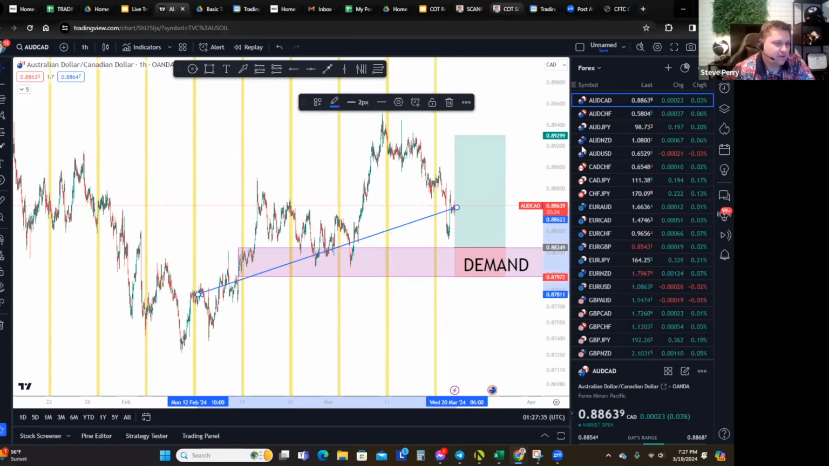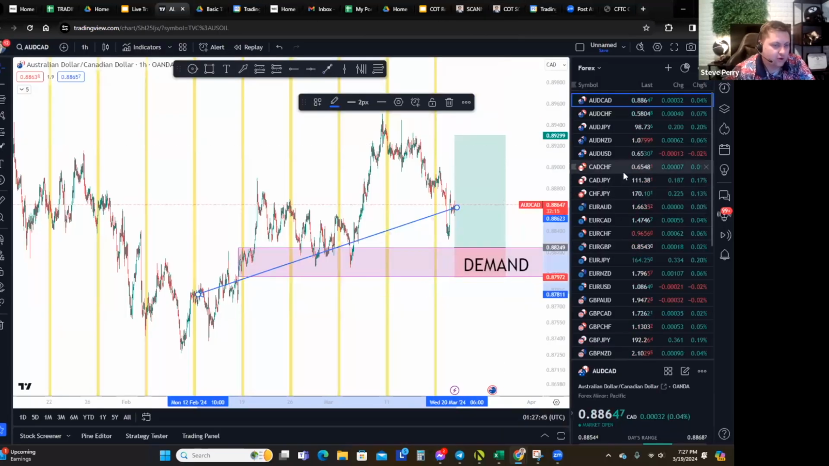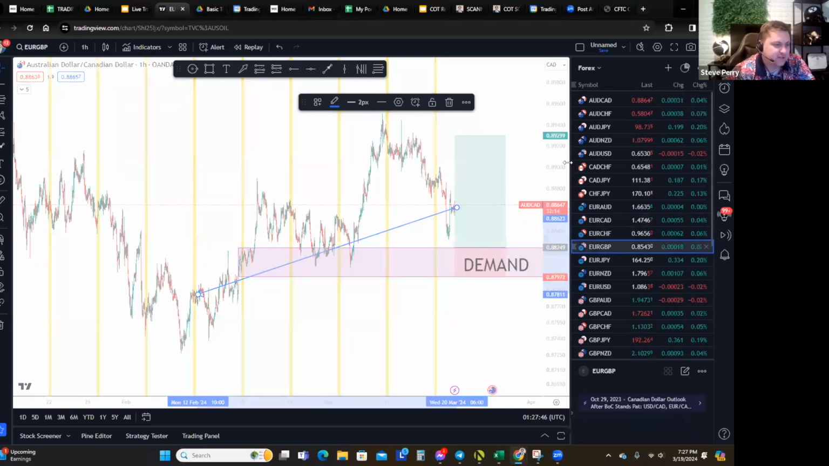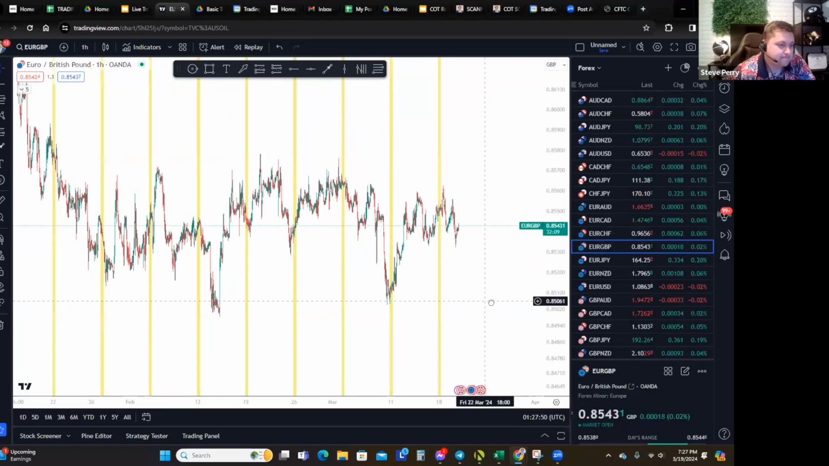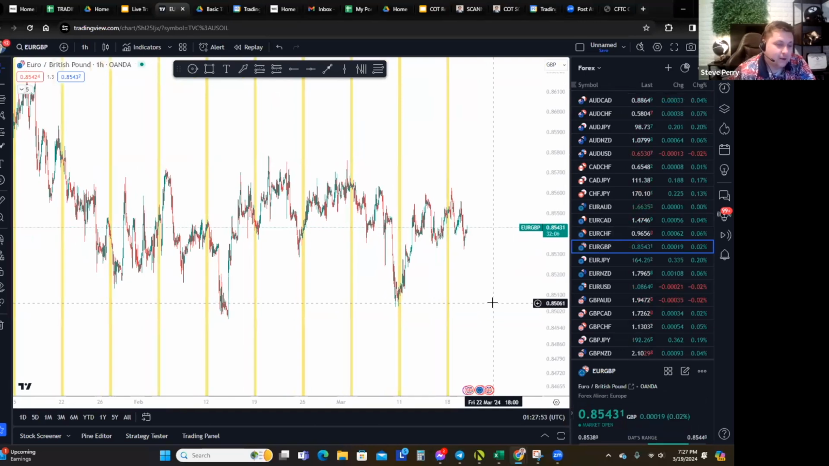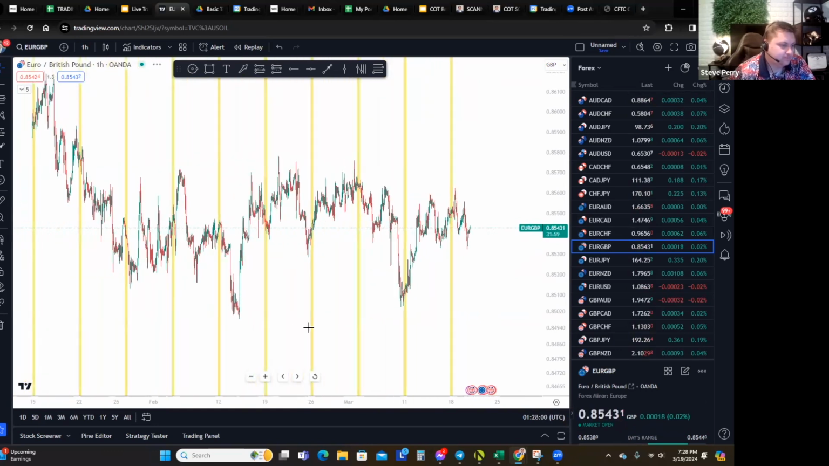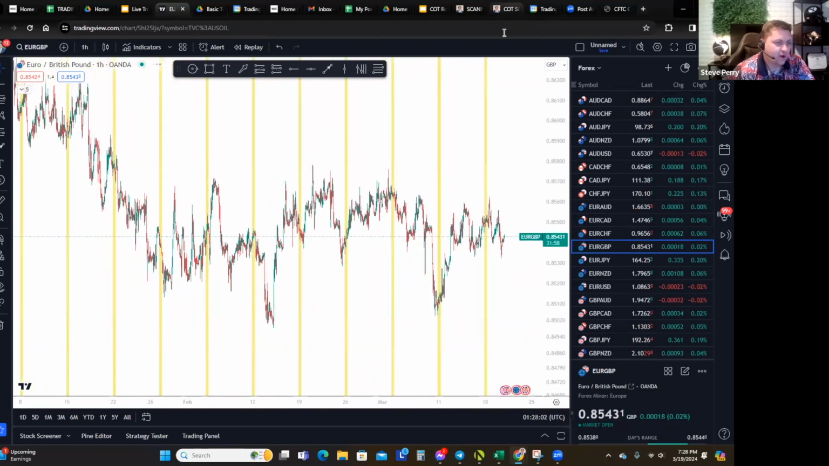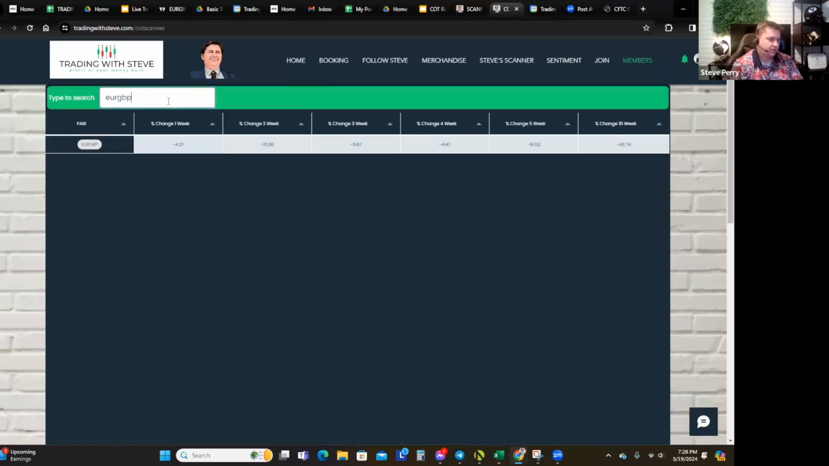Okay, the next one I think is the euro pound. So if we go back over here, you can see they've had a positive shift compared to the previous 5 weeks. So let's go look at the euro pound and let's see what's going on here. So this is actually a pretty good one. Yeah, let's talk about this one. So this one over the last 10 weeks, and actually if you look at the COT scanner, let's just pull up euro pound.